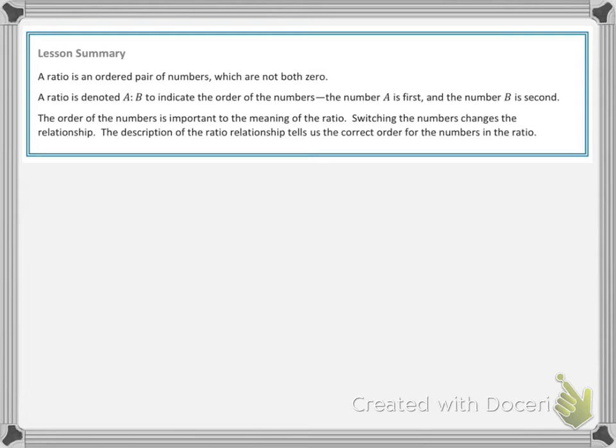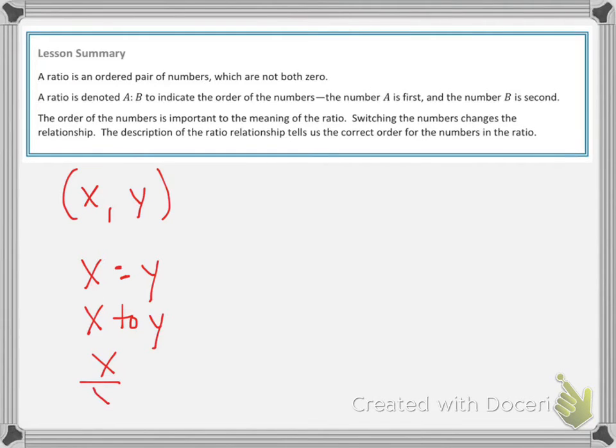A ratio is an ordered pair of numbers which are not both zero. So an ordered pair would be like an x and a y value. We just compare them, saying x to y, or x with the word to y, or x to y as a fraction. Those are all possible ways to write it. The ratio is noted A to B to indicate the order of the numbers. A is the first one, B is the second one. Just like an ordered pair, X is first, Y is second. Order is everything for ratios.